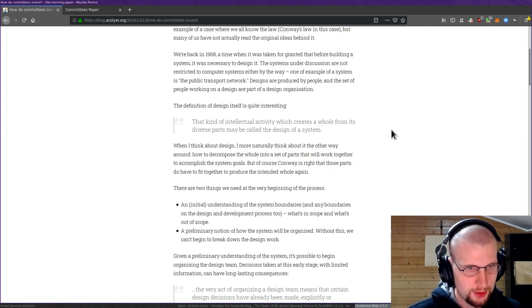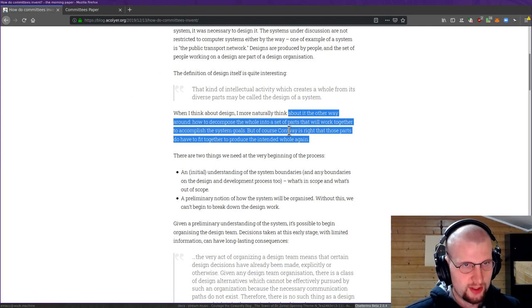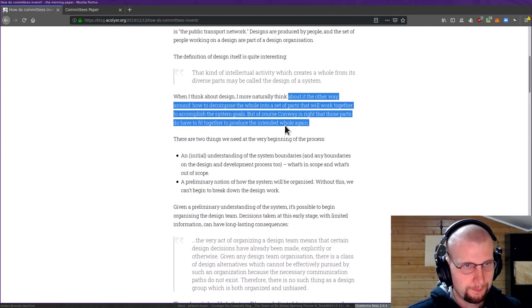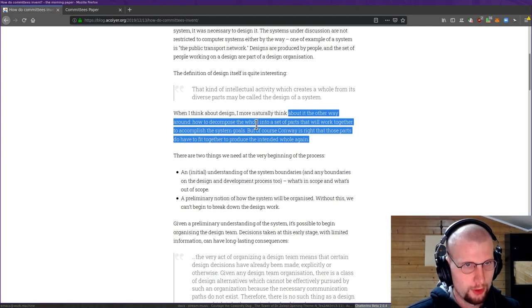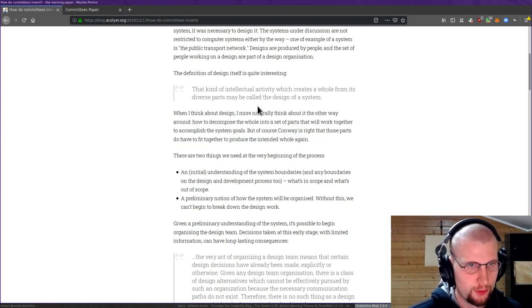When I think about design, I more naturally think about it the other way around. How to decompose the whole into a set of parts that will work together to accomplish the system goals. But of course, Conway is right that those parts do have to fit together to produce the intended whole again. Right, so this is like the definition of design. Cool. So you make some kind of plan to make everything fit together. And you can go from the whole back to its parts or from the parts back to the whole again.